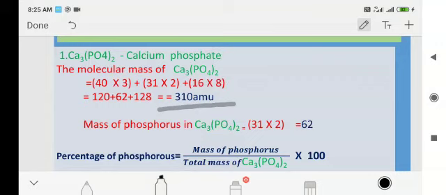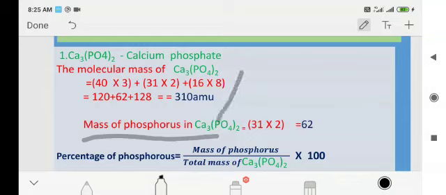Then you are going to find out the percentage of phosphorus. So phosphorus mass also you need to find out. For that you have to count the phosphorus atoms. Outside the bracket you will find a 2. So in this particular compound there are 2 phosphorus atoms. So 2 will be multiplied with 31. In that way we will get here 62 AMU.